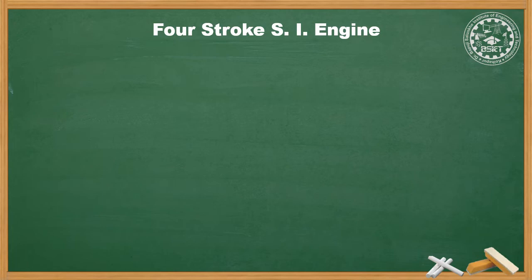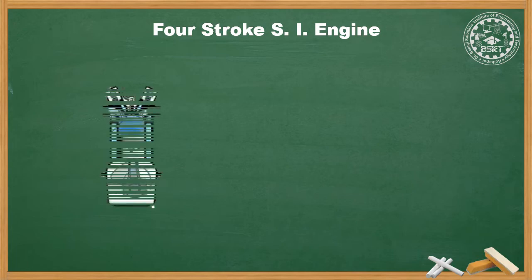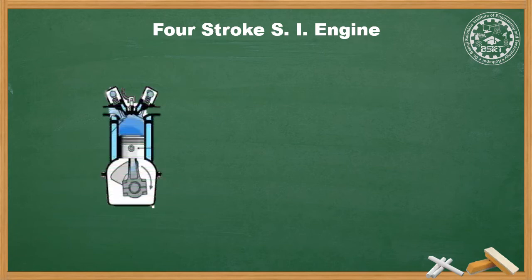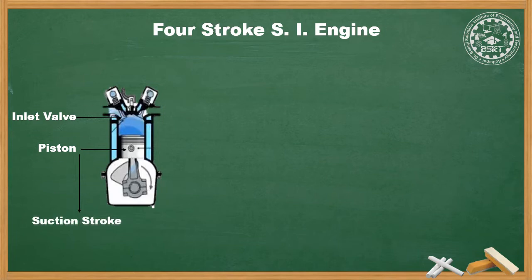The first stroke is suction stroke. As shown in figure, suction stroke starts when the piston is at top dead center and starts moving downward, opening the inlet valve. The low pressure air created in the carburetor is sucked into the combustion chamber.